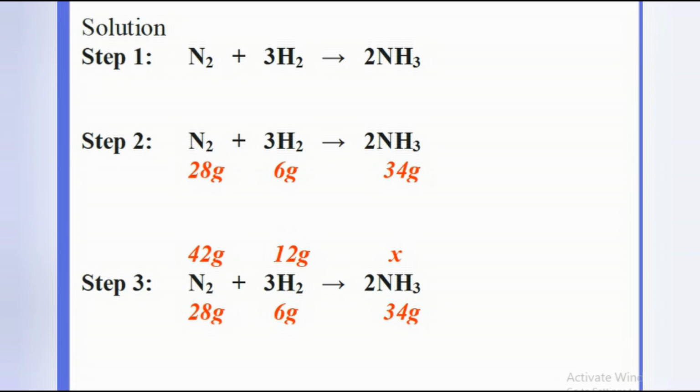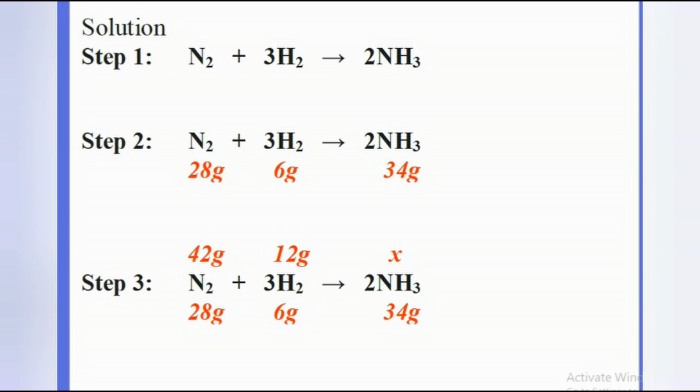In the second step, we write the amount of reactants and products that is obtained from the balanced chemical equation below the corresponding formulas. So we write 28 grams below nitrogen, 6 grams below hydrogen, and 34 grams below ammonia. In the third step, we write the given mass of the reactants above the corresponding formulas and write X above the formula of the product.